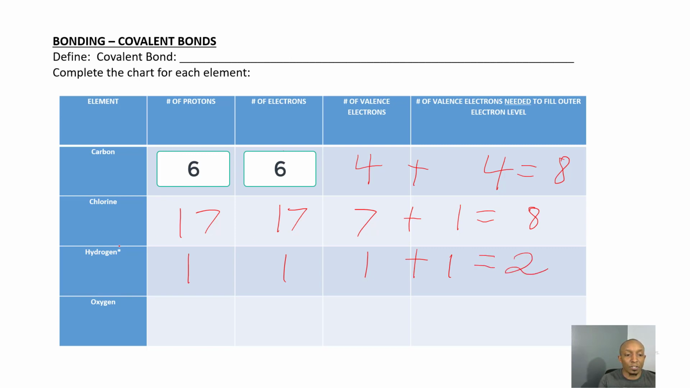If you notice, hydrogen has an asterisk around it, and what does that mean? That means it's an exception to the octet rule, because in its first ring, hydrogen only needs 2 valence electrons. It doesn't need 8, so it's an exception to the octet rule. And so now let's go down here with oxygen. Oxygen has 8 protons, 8 electrons, and then it has 6 valence electrons. So how many more does it need? Well, 6 plus 2 gives us 8 valence electrons for oxygen. So let's continue on to the next one.